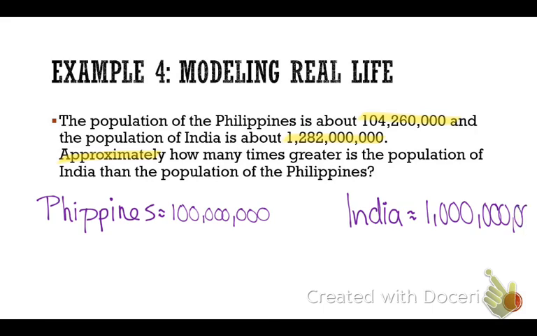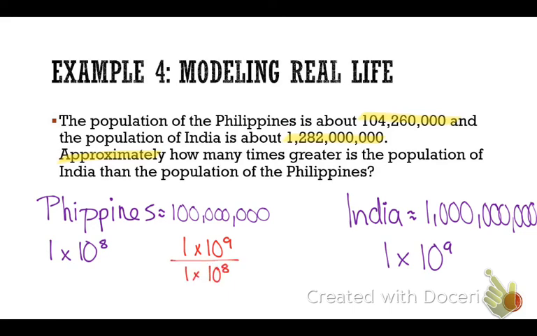All right, so the next thing I want you to do is write these two populations in scientific notation. All right, go ahead and do that. So we have 1 times 10 to the 8th and 1 times 10 to the 9th. And when we're asked to draw a comparison, how many times greater is one population versus the other? That is division. So I need to divide India, 1 times 10 to the 9th, by the Philippines.